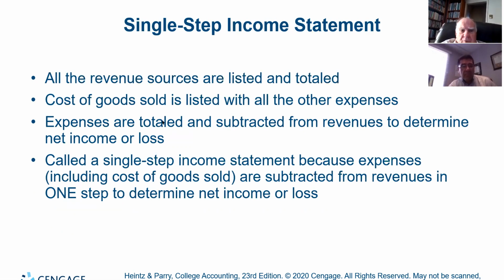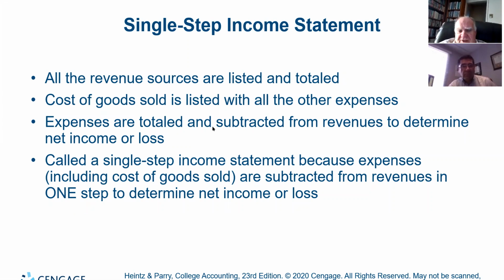The single step, all the revenues are listed. Cost of goods sold is listed with other expenses. And that's the key difference. Cost of sales under the single step was just another expense. It's an expense that is representative of what you paid for the goods you sold. You sold a dress for $1,000 and you paid the tailor or the seamstress $400 to put it in your store. The $400 is the cost of goods sold.